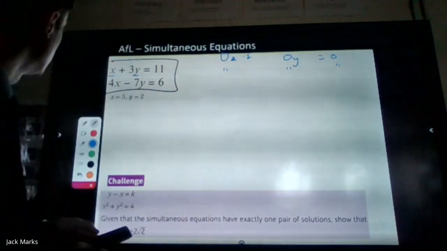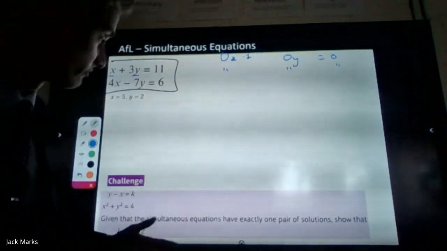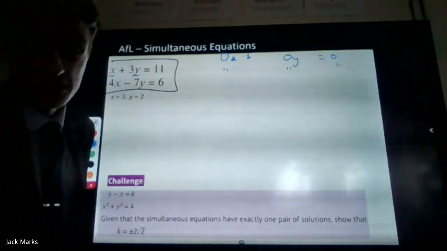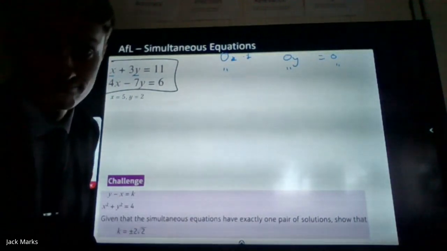Okay. If I wanted to solve it the old-fashioned way, what I would have done is I probably would have multiplied the top equation just by 4.